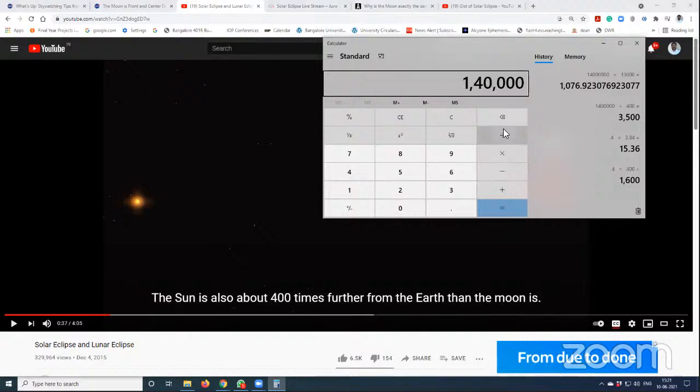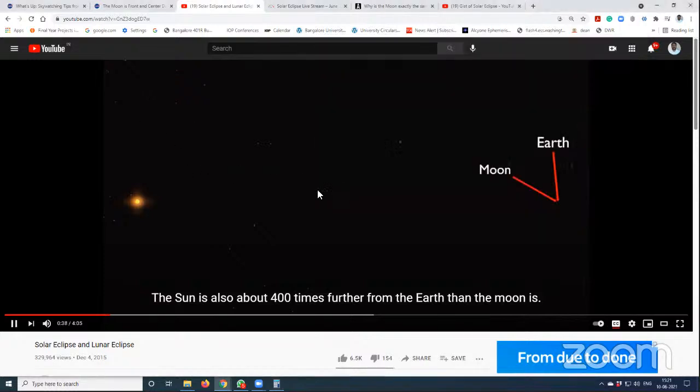1.4 million kilometer divided by 13,000 kilometer comes to roughly 107 or 108. Okay, this number you remember, 108. And 13,000 kilometer divided by 3,500 kilometer is almost 4 times. Okay, 4 times. This you remember. Then let us see the video.